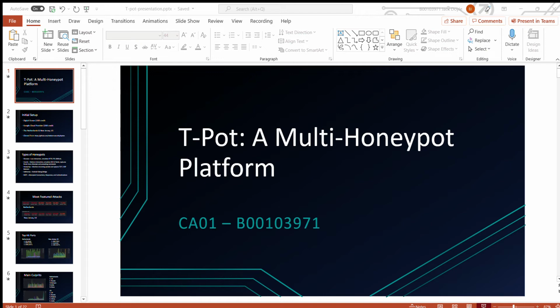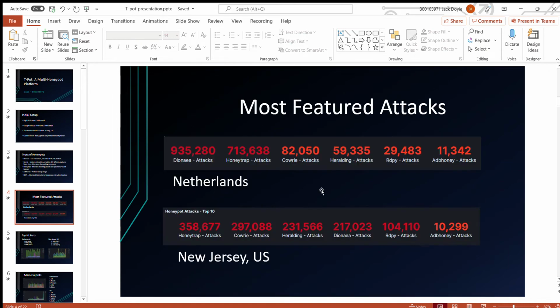So the most featured attacks in the Netherlands account for about 2 million attacks, and this was, I'd say, a week ago, 10 days ago. Same in New Jersey. So just to give an accurate representation, I'm going to pull them up now to see what type of numbers we're working with. So there we are. This is the Netherlands, which has over 1 million Dionaea attacks and 800,000 Honeytrap attacks, so it's over 2 million, 2.2 million-ish.